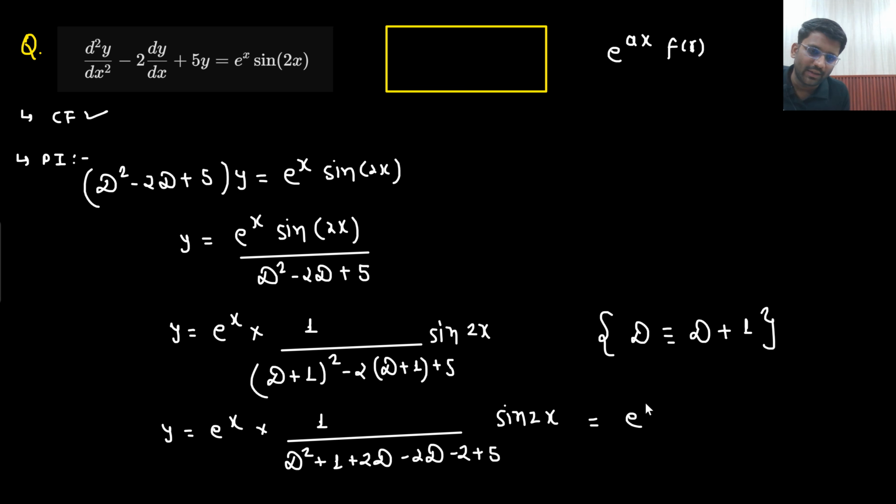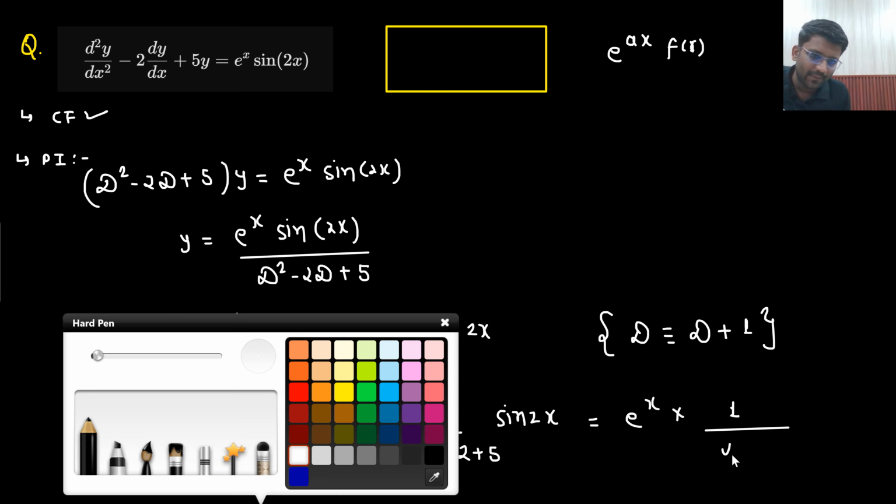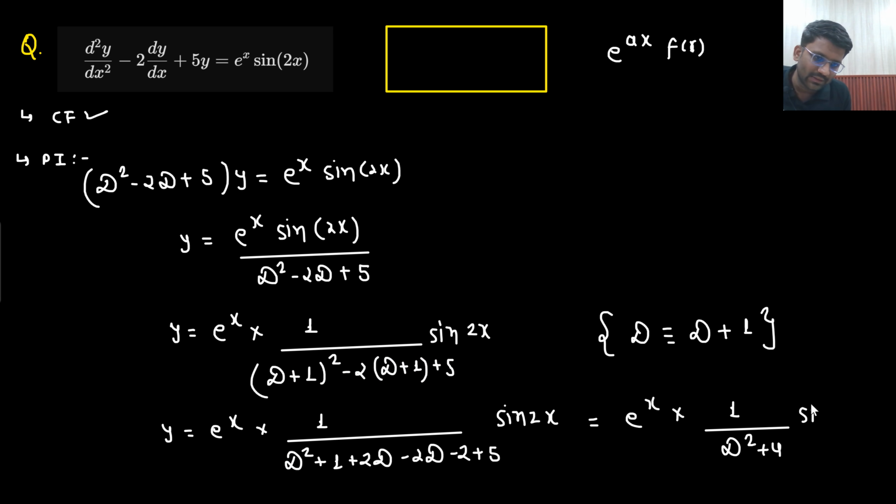What are you getting? e to the power x into 1 upon, 2d and 2d are cancelled out, 5 minus 2 is 3, 3 plus 1 will be 4. So 1 upon d square plus 4, sine 2x.